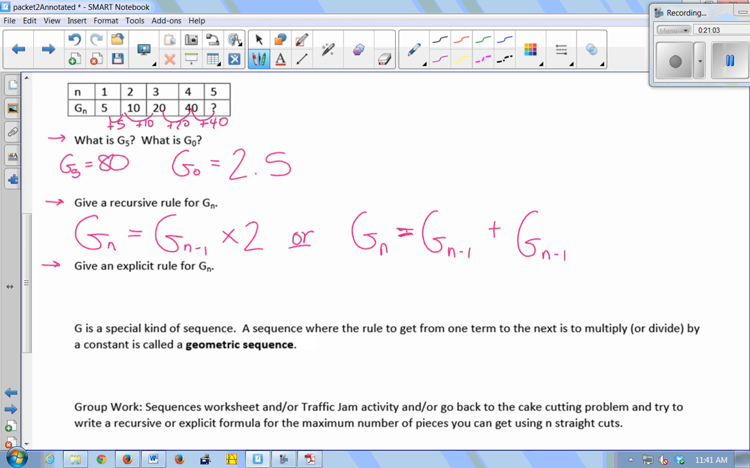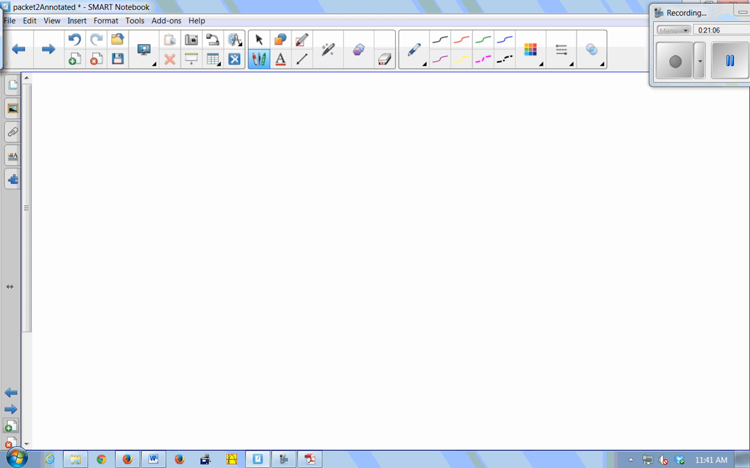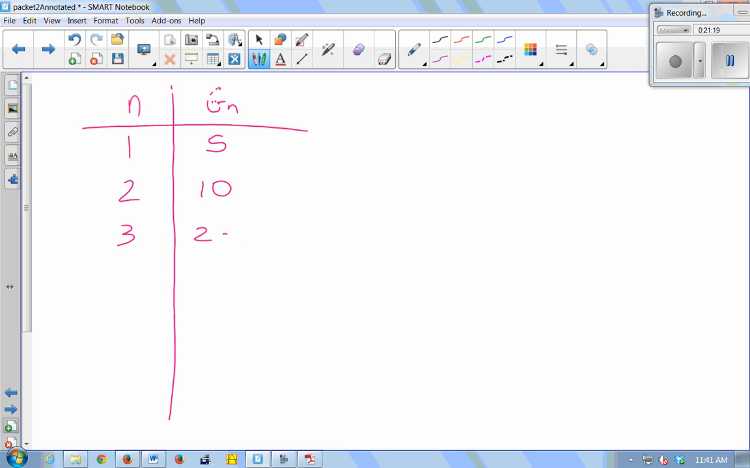All right, so let's look at the explicit rule. I'm going to make a little table to make this easier for myself. N, G sub n. We'll start with 1, 5, 2, 10. In this third column, I'm going to write the value of G sub n again, just in a different format. So this is going to be 5, we'll leave it as a 5. And 10 we got by taking 5 times 2. That's how we calculated the 10. We doubled the previous G value.